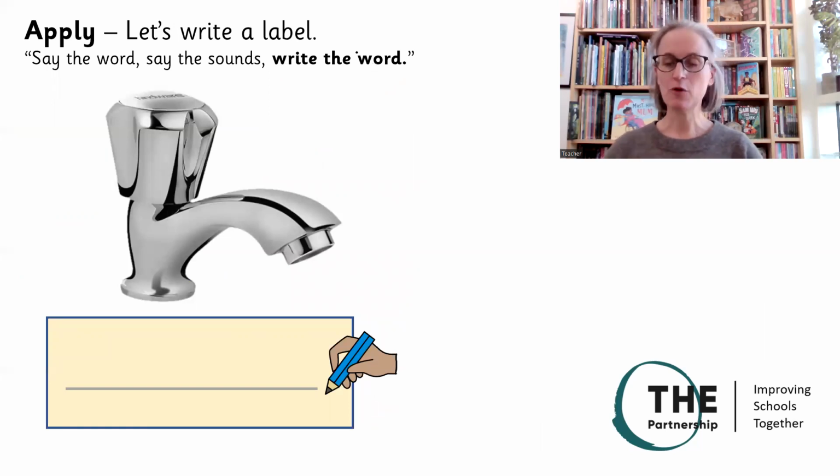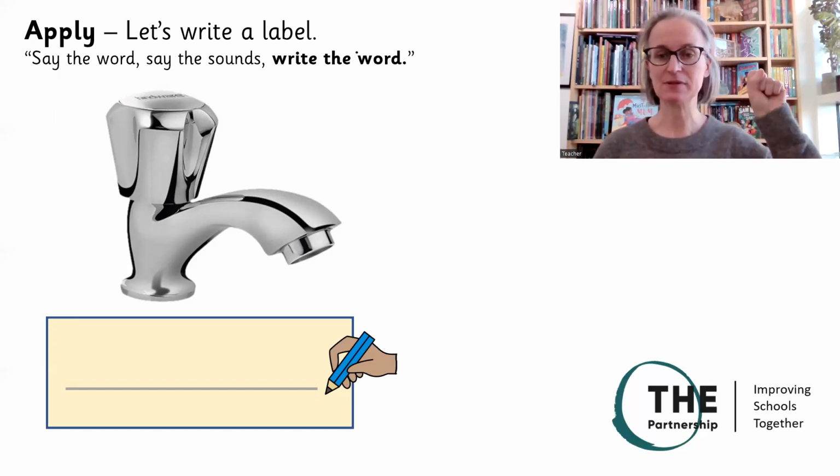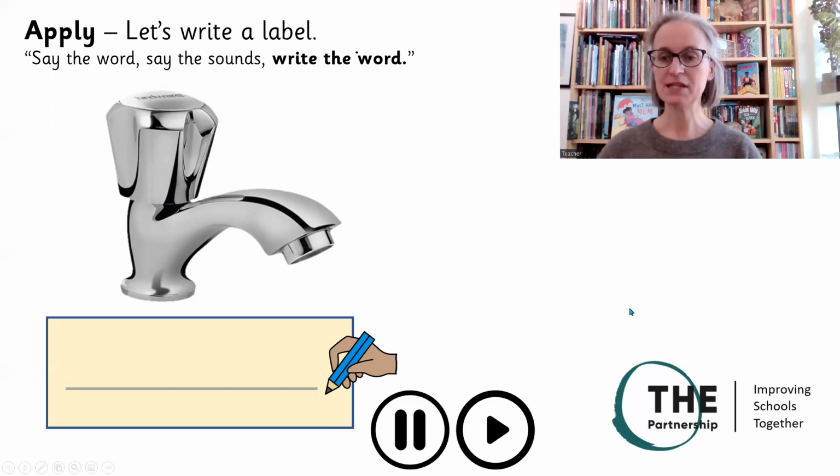Okay, now before we finish this session, we want to have a go at writing a label for this object. It's a tap. Can you say tap? Now, can we segment the sounds? A, p, tap. Let's do that again. A, p, tap. Can you now write the word? Press pause whilst you write it. Tap. Press play when you're ready.